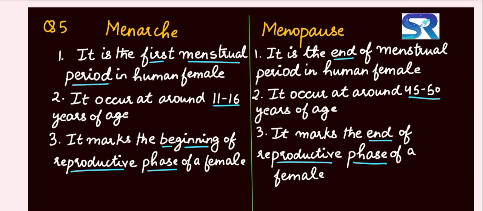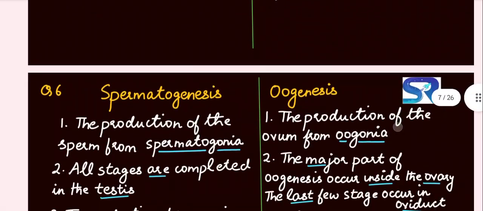Fifth question. Menarche is the first menstrual period in human female. It occurs at around 11 to 16 years of age. It marks the beginning of reproductive phase of a female. Menopause is the end of menstrual period in human female. It occurs at around 40 to 50 years of age. It marks the end of reproductive phase of the female.